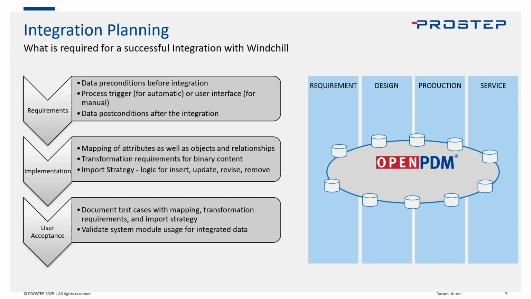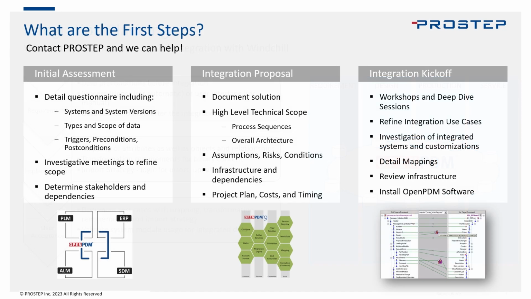And when you're doing the implementation, you also want to think about user acceptance. So document those test cases, any mapping and transformation requirements that you might have during that. And then also think about how you can fully validate the module that you're using for integrated data. So if you're moving data from one system to another, think about how you're going to use that data within the target system, and make sure that those different usages still work with the data that's been integrated and all the full module functionality. So what are the first steps if you contact us?